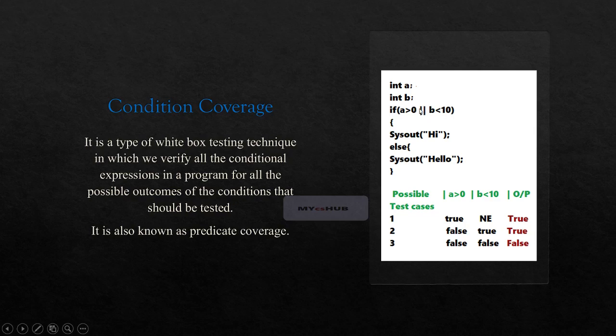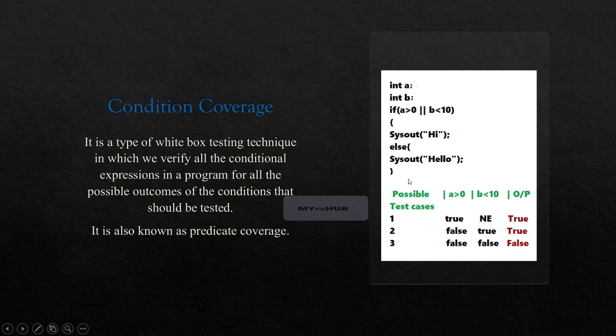But here we have the OR gate, this double bar. For this one, if the first condition is true, it will not check the second part. It will directly execute the first statement inside the if statement. But if the first one is false, it will check the second part of the condition, and if that condition is true, the statement inside the if condition will be executed, or if the second condition is false as well, then the else part will be executed.